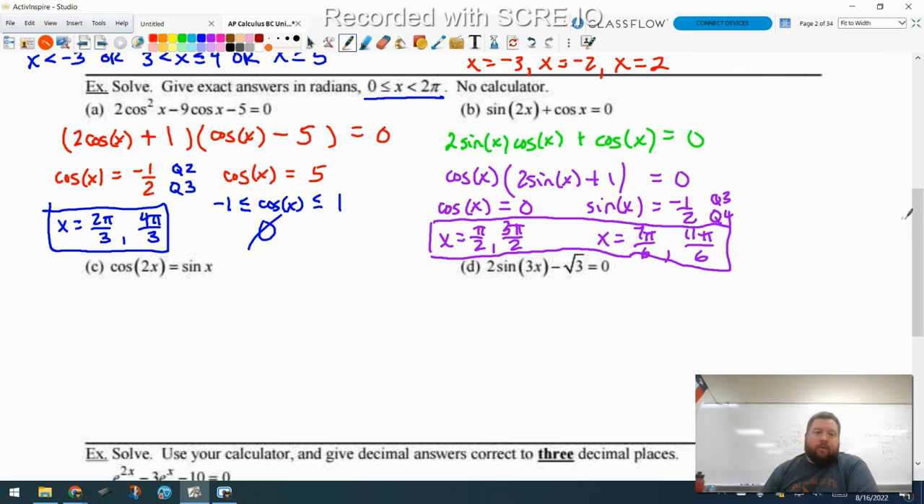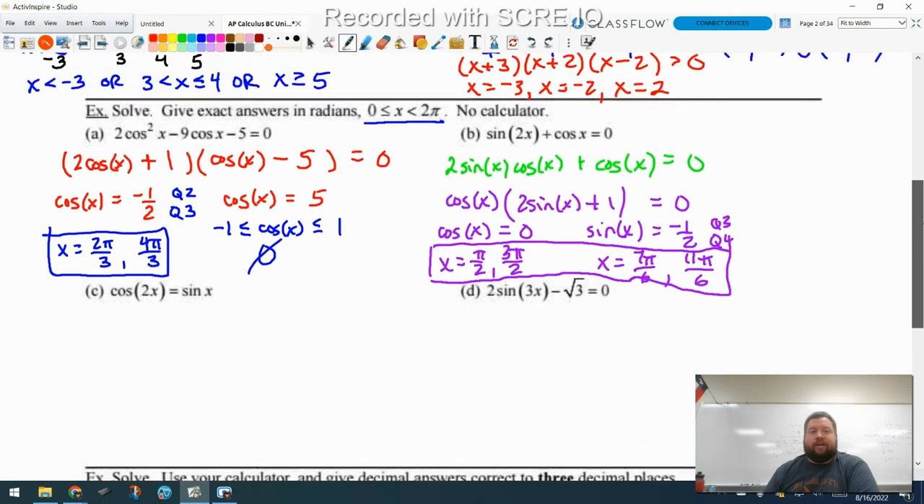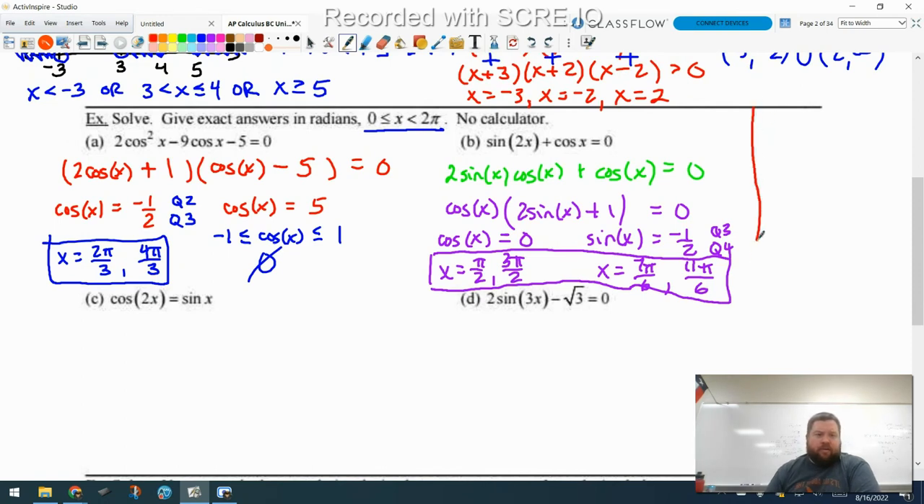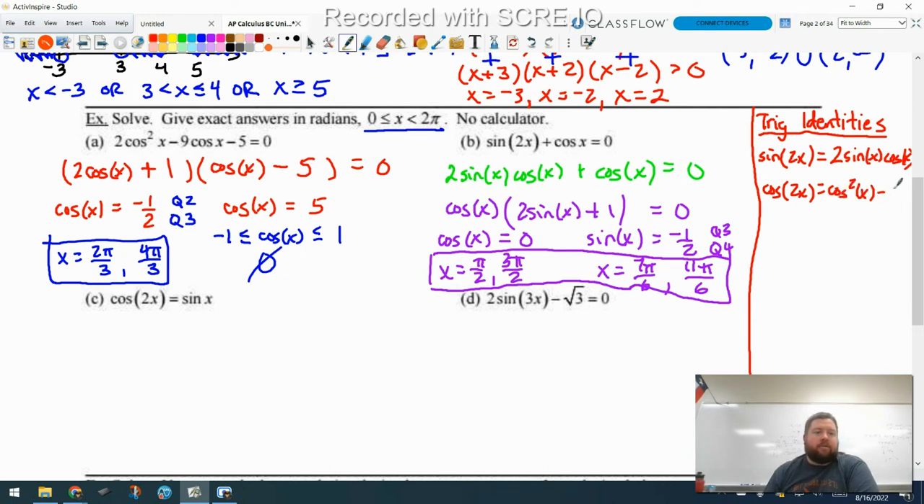All right, this is another double angle formula. Now, cosine of 2x actually has 3 versions. I'm going to make a little note over here. I'll call it trig identities. We just did sine of 2x is equal to 2 sine x cosine x. Now cosine of 2x. The main one is cosine squared of x minus sine squared of x. Sorry, I'm squeezing them in there.